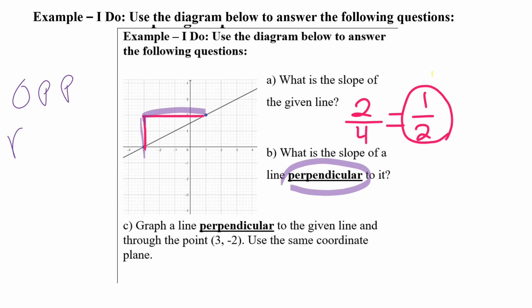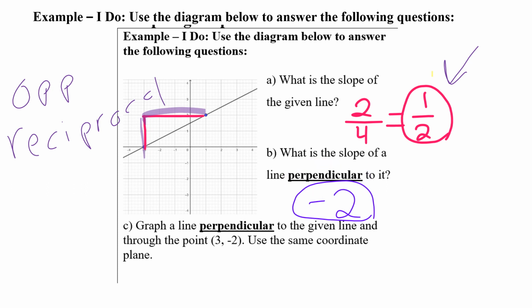Opposite reciprocal, right? So we want to change the sign and flip the fraction. So I'll erase that so you can see better. 1/2 becomes -2 or -2/1, right? It goes from positive to negative. 1/2 becomes 2/1, but we know that's the number 2. So if you'd rather write -2/1, that is also fine.